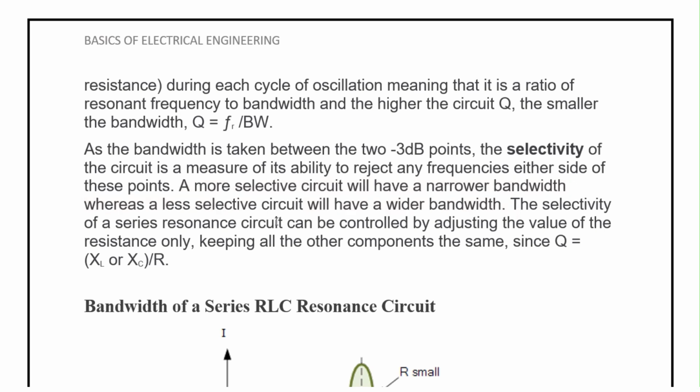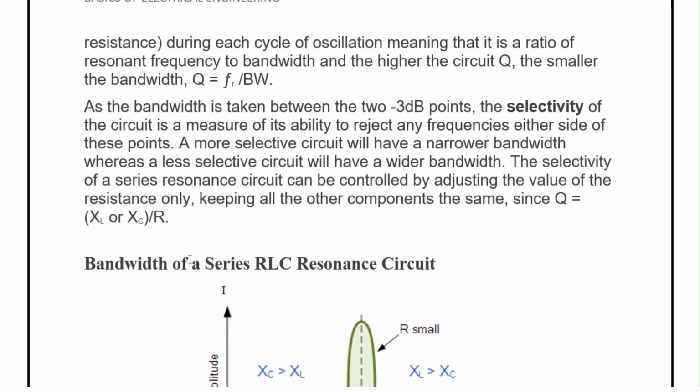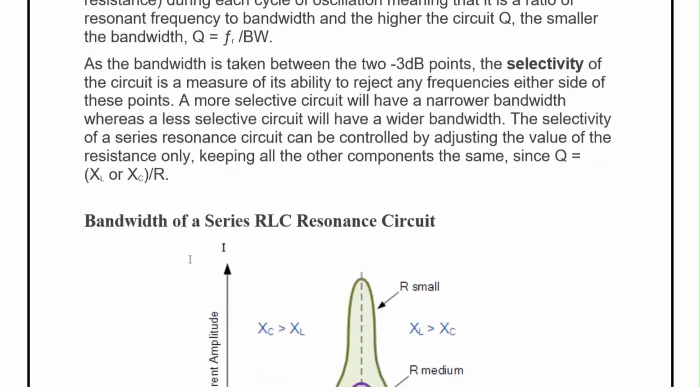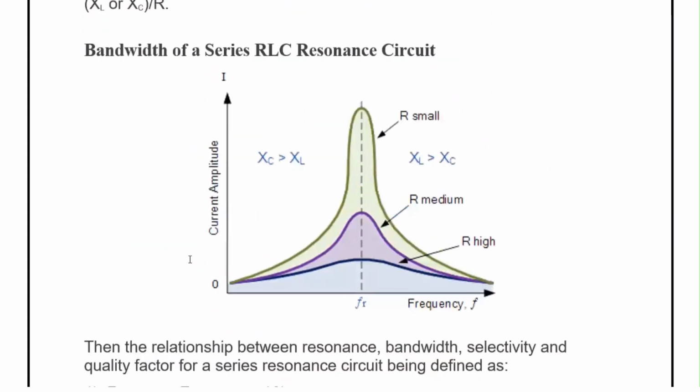So the selectivity of the series resonant circuit can also be controlled by adjusting the value of the resistance only, keeping all other components the same, since Q is equal to XL upon R. This can be proved. I'm not going to prove it right now because it is not needed.